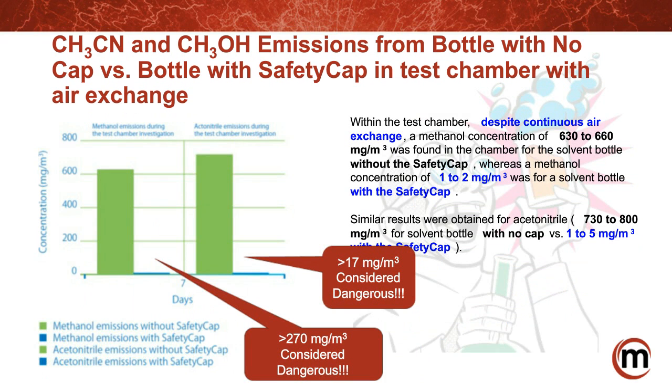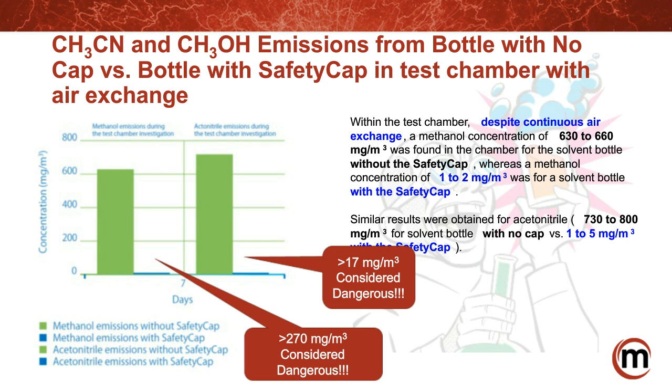So this is a bar graph representation to show that in green, you have the emissions from the bottles of methanol and acetonitrile recorded with the safety cap, and in blue, the emissions from the bottles of methanol and acetonitrile without the safety cap. So as you can see here, not putting on a MACMOD safety cap results in 600 to 800 times more emissions over the course of 7 days, depending on the solvent.